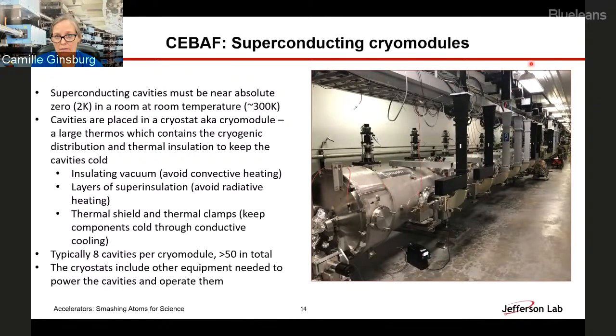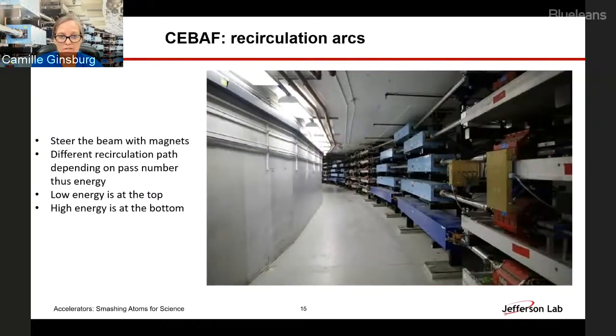So this is an example of a cryomodule. Again, this is about 10 feet, so a person might stand about that tall. And here is an example of a portion of the recirculation arcs also behind me. We're steering the beam with magnets here, and there's a different recirculation path depending on which time you're going around. Low energy is at the top, high energy is at the bottom.